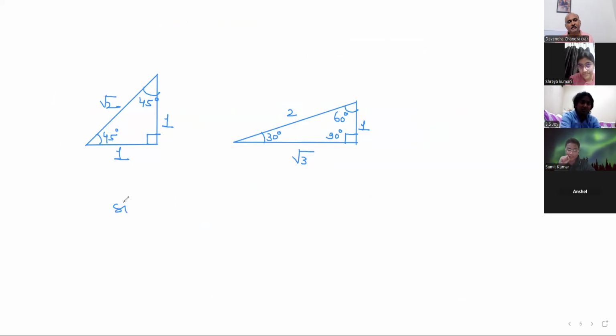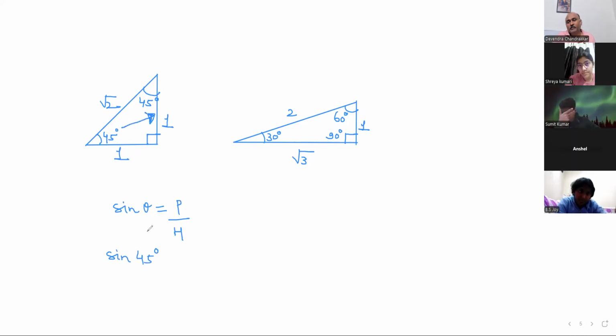So what is sine theta? Sine theta is perpendicular upon hypotenuse, yes or no? Yes. So if I want to find what is sine 45 degrees here, तो 45 के opposite वाला side जो है, this is the perpendicular for this triangle, yes or no? For this angle. So what is that? 1. Hypotenuse क्या है बेटा? root 2. आया sin 45, 1 by root 2.